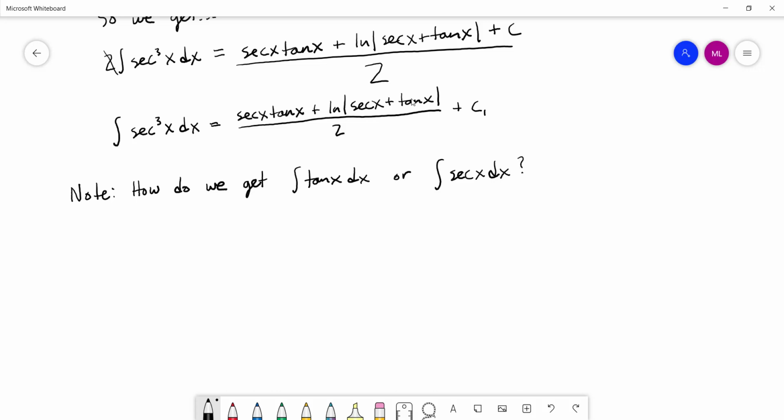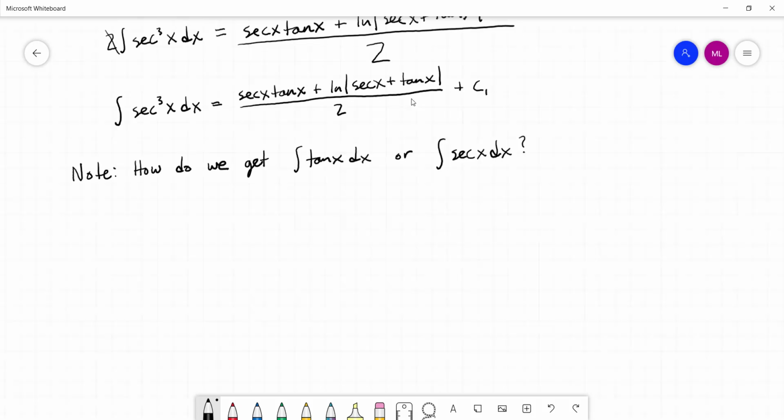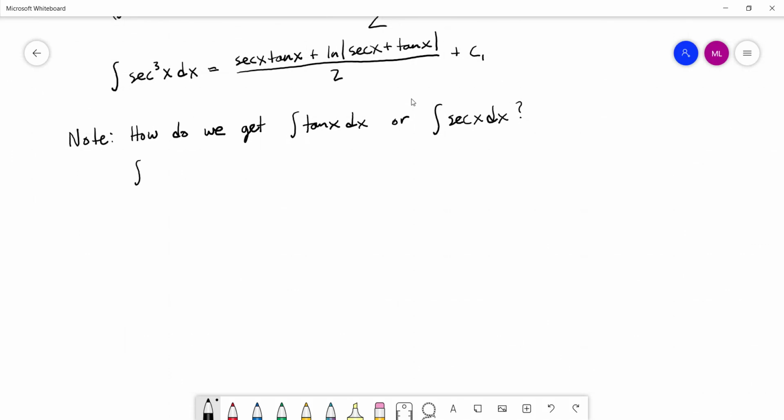So how do we get these 2 integrals that we wound up just using, the ones that I said you can just look up in an integral table? So let's start with the integral of tangent of x dx. We can get this by rewriting in terms of sines and cosines and going from there. So this can be rewritten. If I rewrite tangent, I can rewrite it as the integral of sine of x over cosine of x dx.